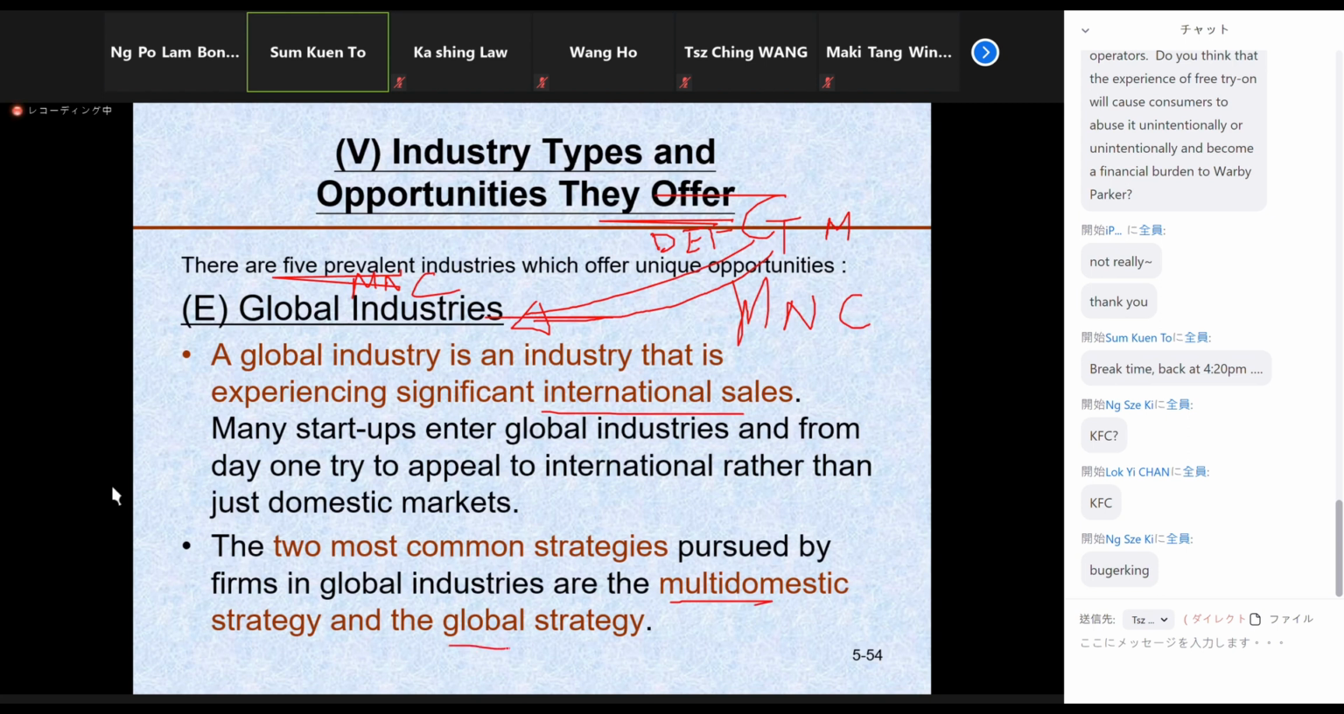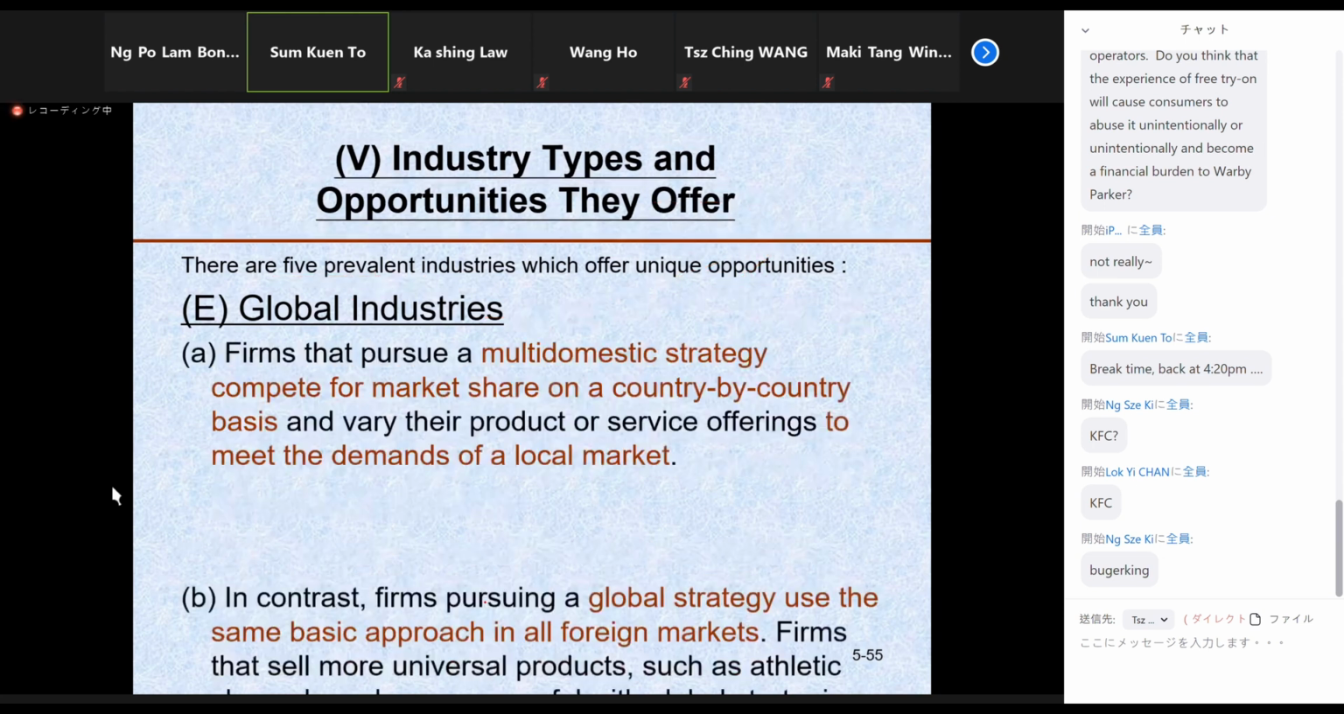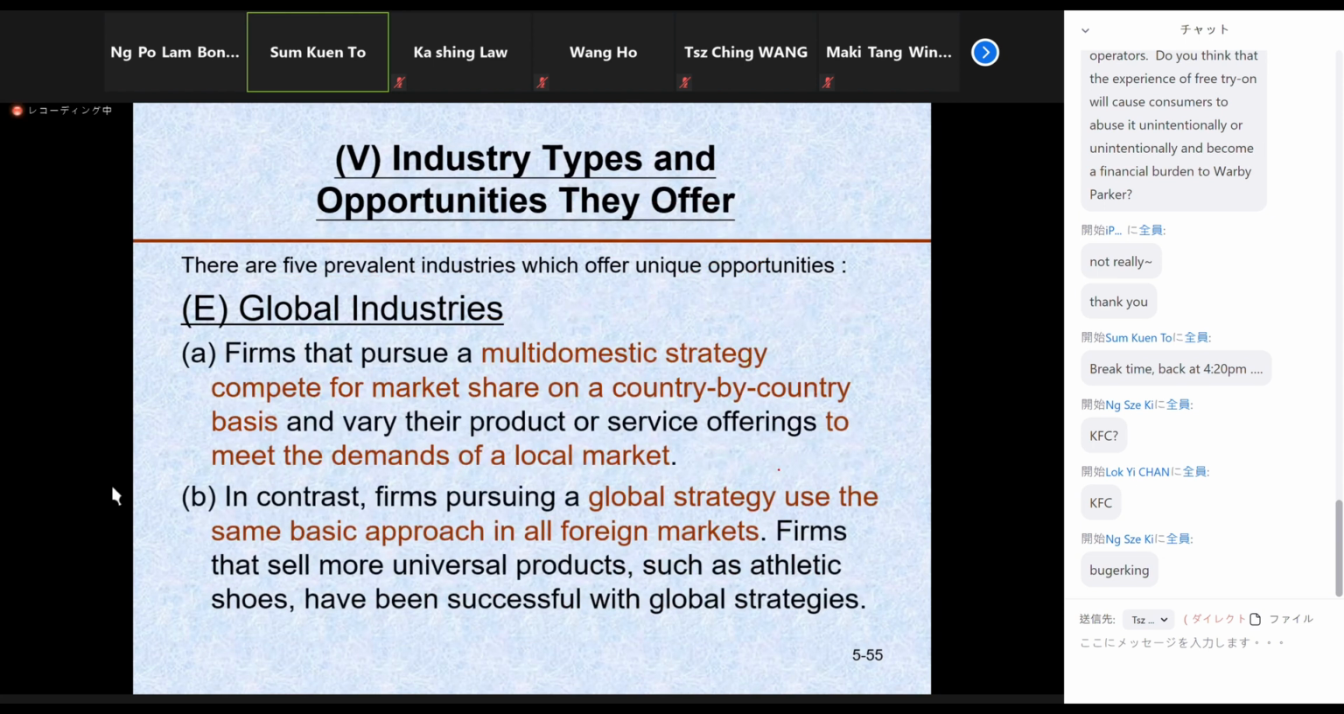multi-domestic or global, right? So when we talk about a multi-domestic, it is based on country by country, while global strategies, everything the same. Okay, so I'm just repeating the word. What does it mean? Okay, very simple. Once again, let me give an example for McDonald's, 金拱門.